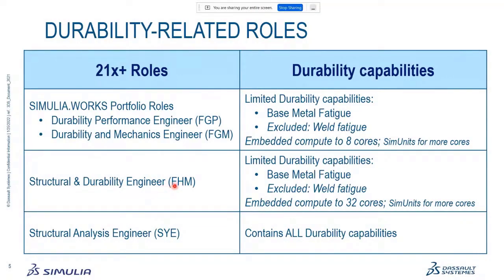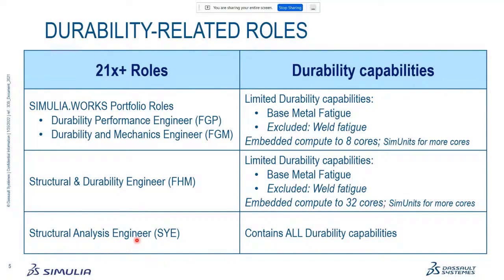Then we have another role here, structural and durability engineer. These are the trigrams for them. These basically cover the exact same things as these works portfolio roles, but you get embedded compute for up to 32 cores. And of course, if you have compute nodes with more than 32 cores, you can also use sim units and tokens, those kind of things.